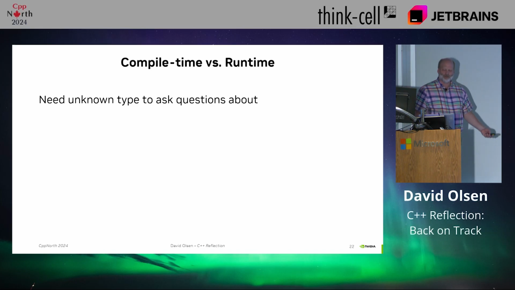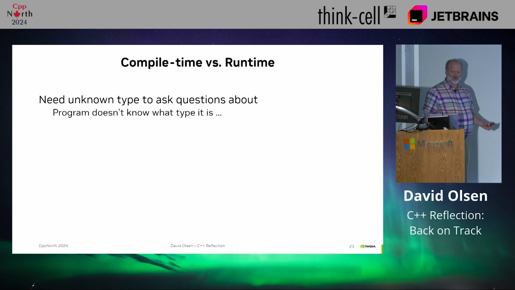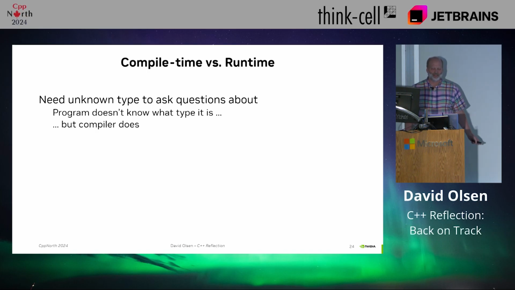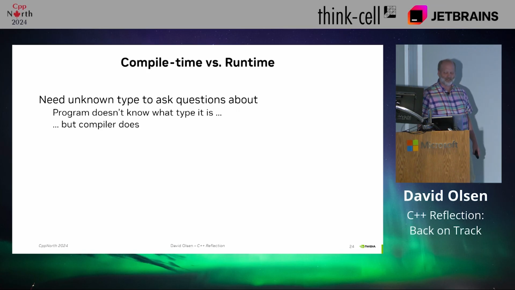The unknown thing could be anything, but it is usually a type, or reflection queries usually start with an unknown type before moving on to other kinds of unknown things. It is important that the program doesn't know what the type is, but that the compiler does know. If the code knows what the type is, there's not much point in asking questions about it. If the compiler doesn't know what the type is, then asking questions about the type won't result in useful answers.